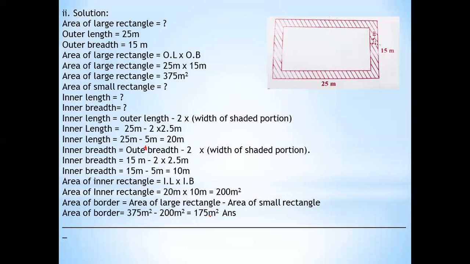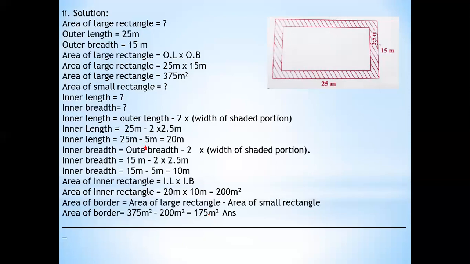So, dear students, these two parts were about how to find the unknown values. Here we have unknown values of the inner length and inner breadth. The inner length will be equal to the outer length minus 2 times the width of the shaded portion. But if we have to find the inner breadth, it will be equal to the outer breadth minus 2 times the width of the shaded portion. Dear students, this is the question that we have done.